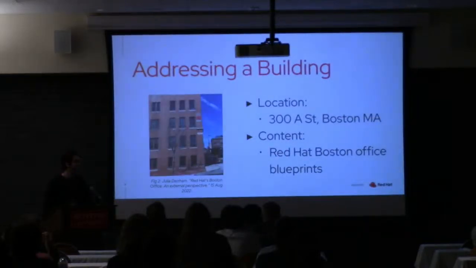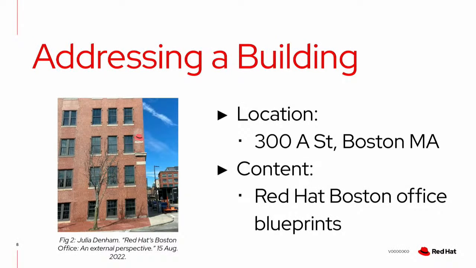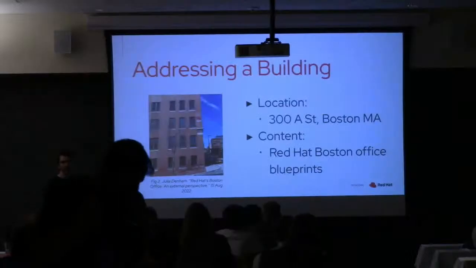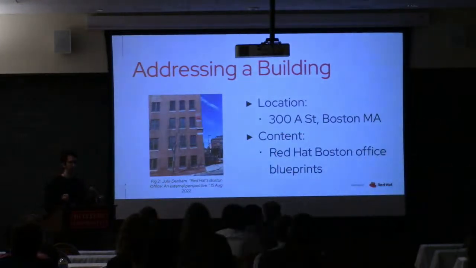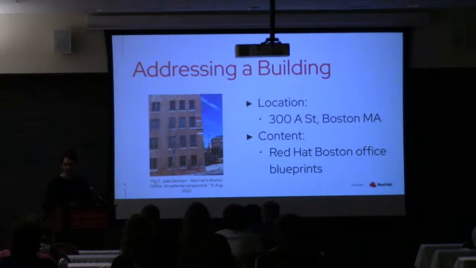If you're addressing a building, this is the Red Hat Boston office, and a location address is perfect because it literally maps to a map. You can just say 308 Congress Street, Boston, Massachusetts, and you're going to be able to find this building. Now, addressing that based on its content is going to be a little bit more awkward. Maybe you could look at a blueprint and say, show me the building that matches this blueprint, or maybe you could describe it and say, yeah, it's the brown brick building. That might not be as helpful.